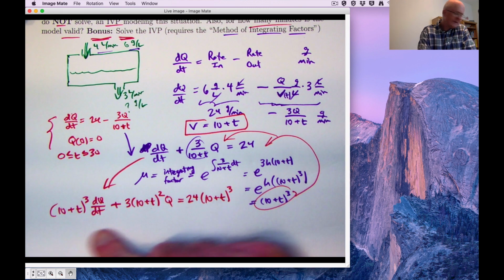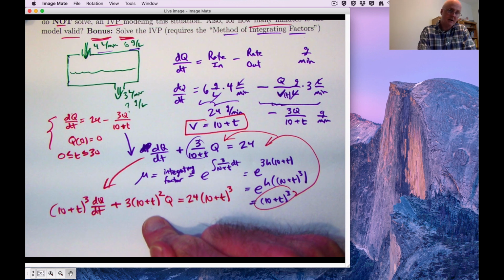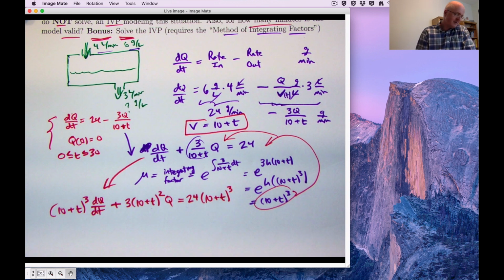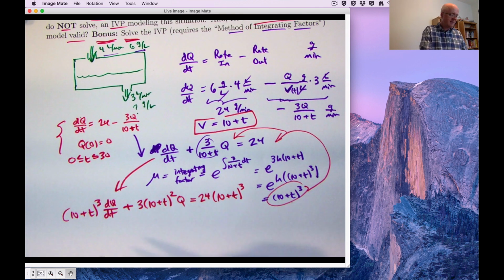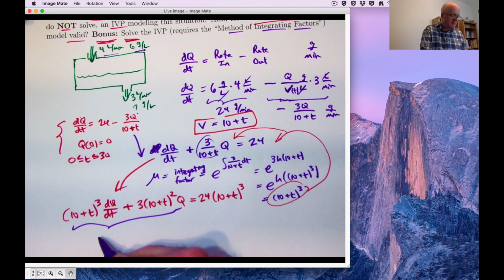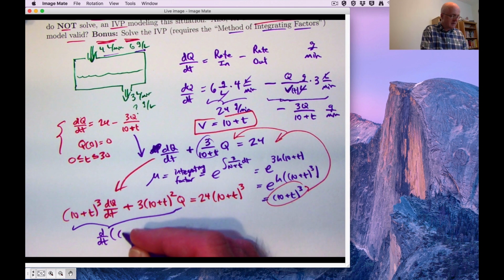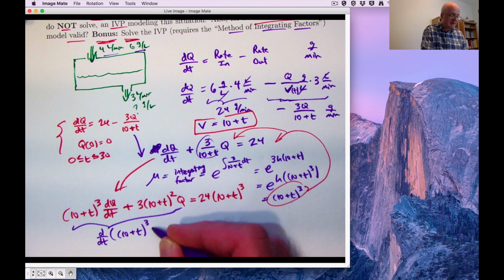Okay, now I claimed the left-hand side is easy to integrate. It doesn't look easy to integrate, does it? That's where the product rule comes into play. This thing right here, if you stare at it long enough, all of a sudden you realize one day, hey, this is the same as the derivative with respect to t of (10 + t)^3, the integrating factor, times Q.